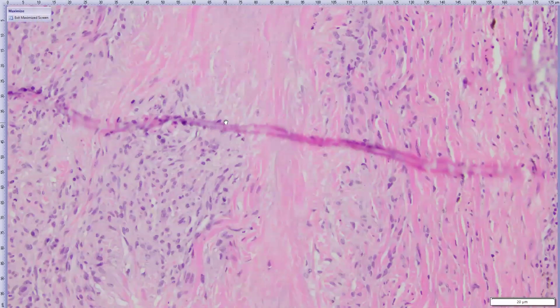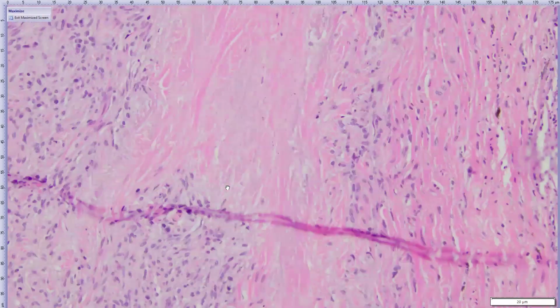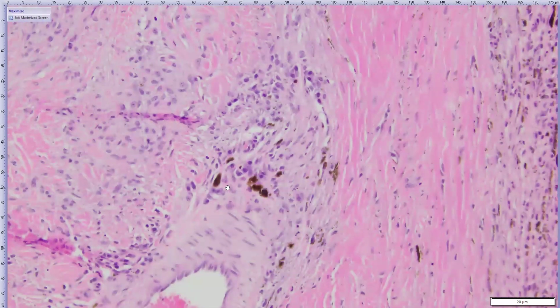And they're often surrounding these areas of collagen devitalization. So even here, here's an area where it's really pale and smudgy. We've even lost those fibroblasts that are interspersed with the collagen. So a nice example of collagen devitalization.